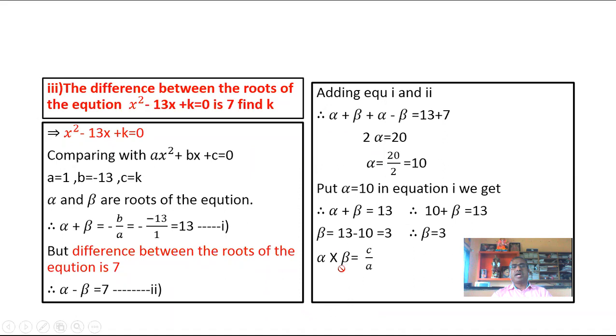By using relation alpha into beta is equal to c upon a, the value of c is equal to k and a is equal to 1. Alpha is equal to 10 and beta is equal to 3. Substitute in this equation. 10 into 3 is equal to k upon 1. k upon 1 is k. k is equal to 10 into 3 is 30. This is the value of k is equal to 30. First find alpha and beta, then by using relation alpha into beta is equal to c upon a, we get the value of k is equal to 30. Write down.